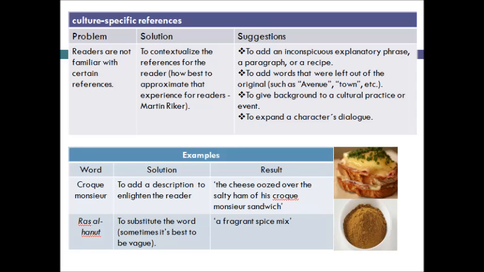It may happen that a reader gets stuck when he finds the word croque monsieur in the text. The solution is easy. You can add a short description for it. For example, the cheese oozed over the salty ham of his croque monsieur sandwich. There is no reason why general explanations cannot be offered from time to time. In the next example, you can substitute the Moroccan word ras al hanout for a vaguer description like a fragrant spice mix.